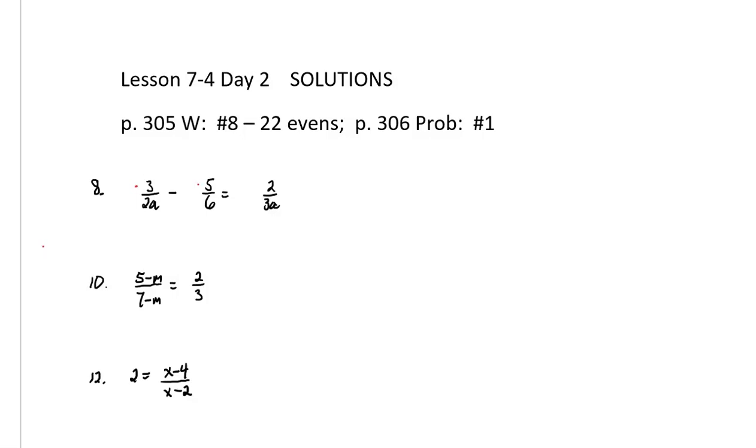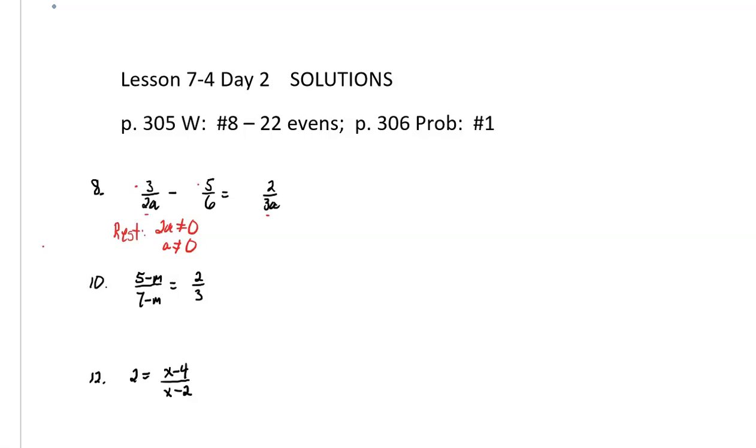Here are the answers for lesson 7-4, day 2. Solve the equation. There is a variable in the denominator, so you have to figure out the restricted values. 2a cannot be equal to 0, therefore a cannot be equal to 0. That takes care of the restriction from this denominator and also that last denominator.